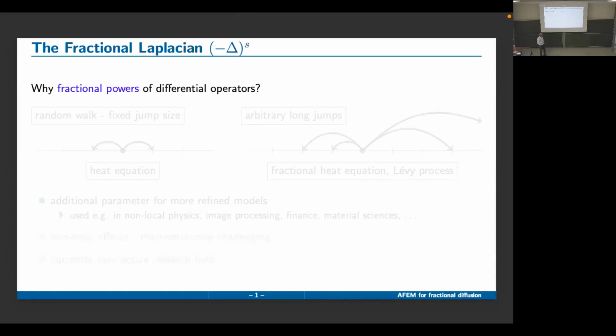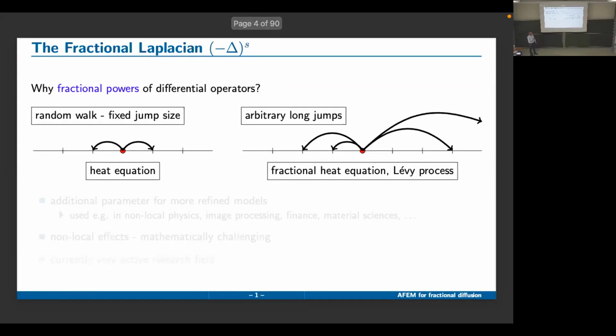Okay, let's jump in, give you a motivation why you should do fractional and state the main results. So why fractional powers of differential operators? In general, think about a random walk where you're at this position and you jump either one step forward or one step backward. Then this governs the Brownian motion. And if you take the limiting process, the corresponding differential equation would be the heat equation. This is well known. But why restrict yourself to jumping one step in front or one step in back?